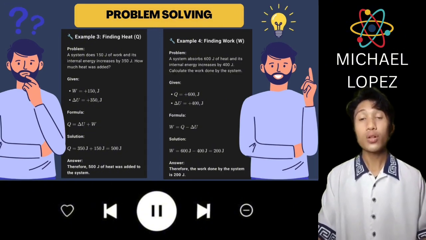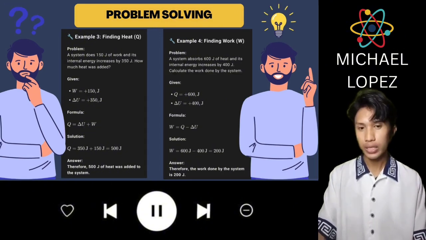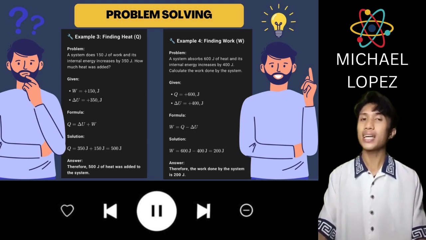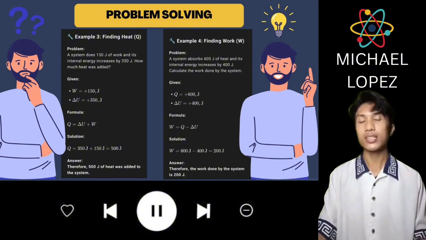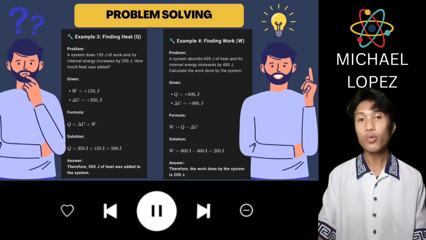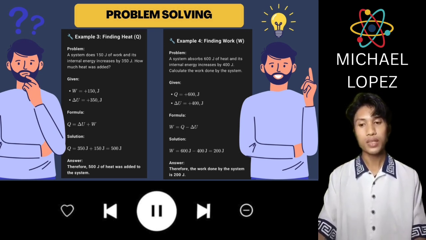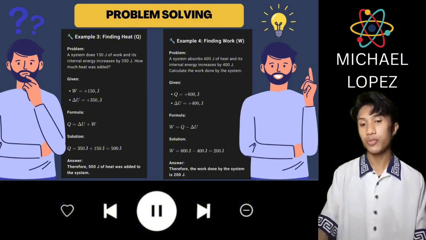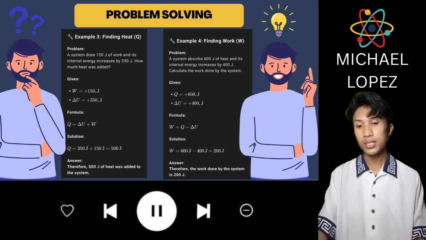So since we are done solving the change of internal energy with both positive and negative, now let's see what we can solve if we will find the heat or Q. Here is the example. A system does 150 joules of work and its internal energy increases by 350 joules. How much heat was added? Given W or work done, that is equal to positive 150 joules. Why positive? Because work is done by the system.